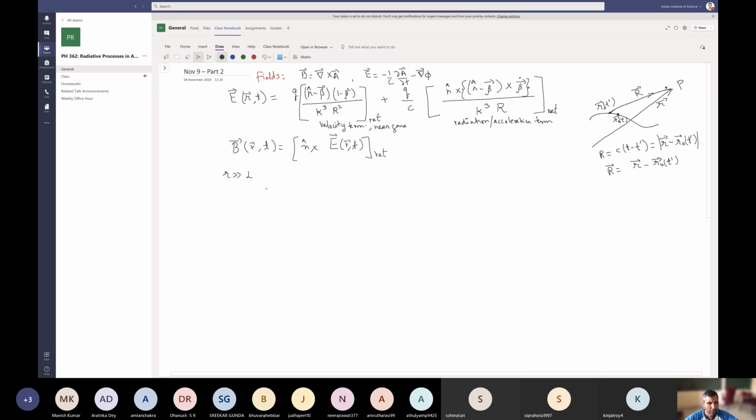And you can actually see that B is perpendicular to n hat and E. If you do E dot B, that gives you 0. If you do n hat dot B, that gives you 0. B is perpendicular to n hat and E, right? For example, when we did plane waves, we saw that k, E, and B form a triad. So it's a similar relationship.